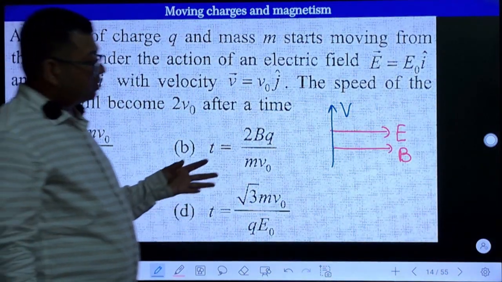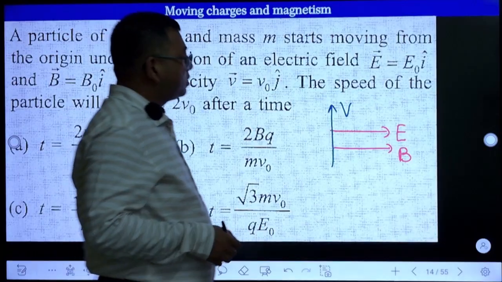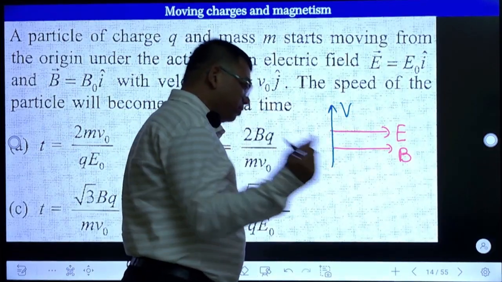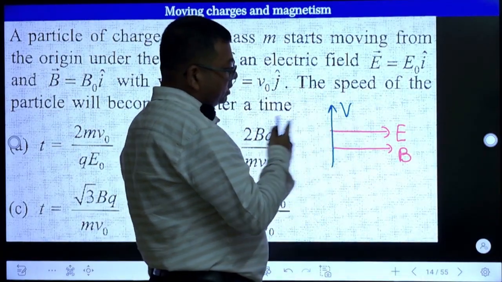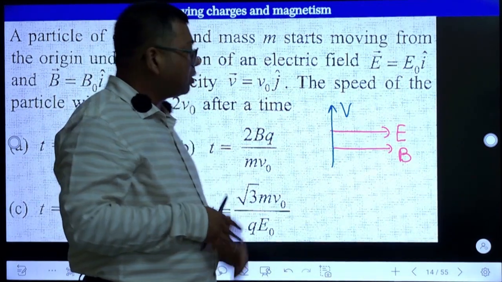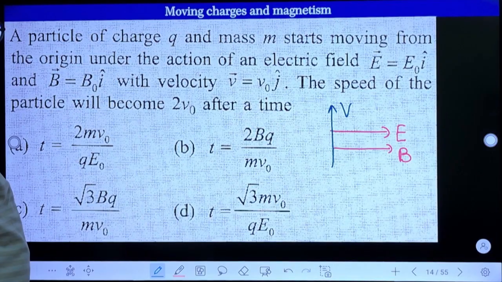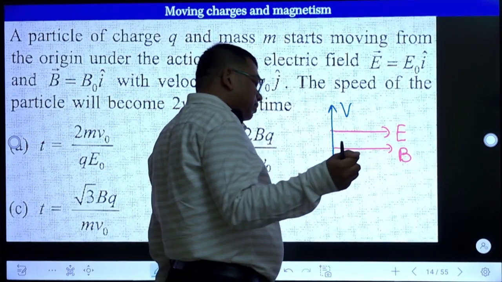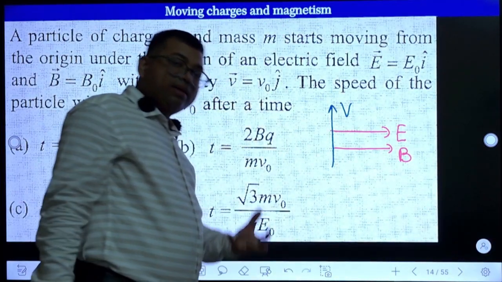Now note that the magnetic field will try to move the particle in a circle. Which direction will the force be? Doing V cross B, it will try to go in this plane. This will be the plane of this circle. But the electric field is acting in this direction, so the electric field will only change the speed, and they are saying it will become 2v naught. So in this direction there is acceleration, and there is also a centripetal acceleration due to the magnetic force. So you can apply the work energy theorem, the best approach.